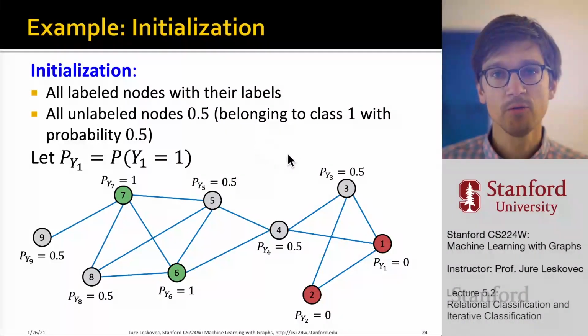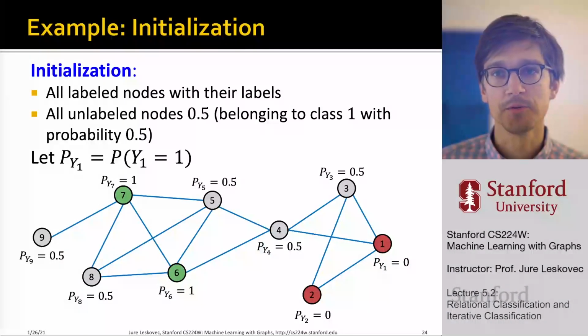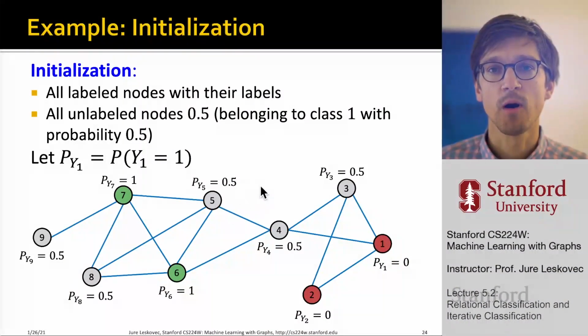So now what we are going to do is update this probability of the gray nodes. Let me show you how we are going to do this. Of course, when we do this, we need to come up with some order in which we are going to update the nodes. In our case, let's assume that our order is exactly based on node ID. So it's 1, 2, 3, 4, 5, and so on. So first, we are going to update node 3.